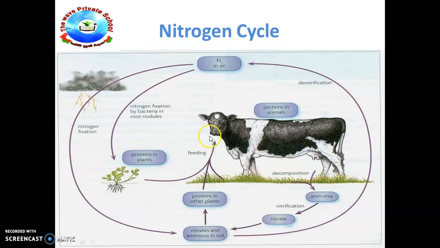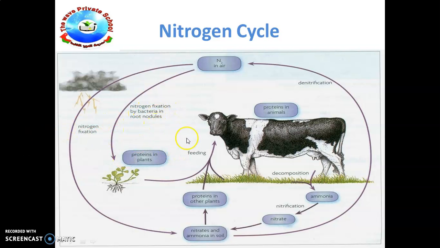Here in the picture you can see the nitrogen present in the air. This is taken by the plants to make proteins, but the direct nitrogen cannot be used by the plants. So what happens? Here you can see the nitrogen fixation by bacteria in root nodules. Under the soil, the roots have nodules, and in the nodules there is bacteria. That bacteria will change the nitrogen into ammonia. Changing nitrogen gas into a more reactive form is called nitrogen fixation.